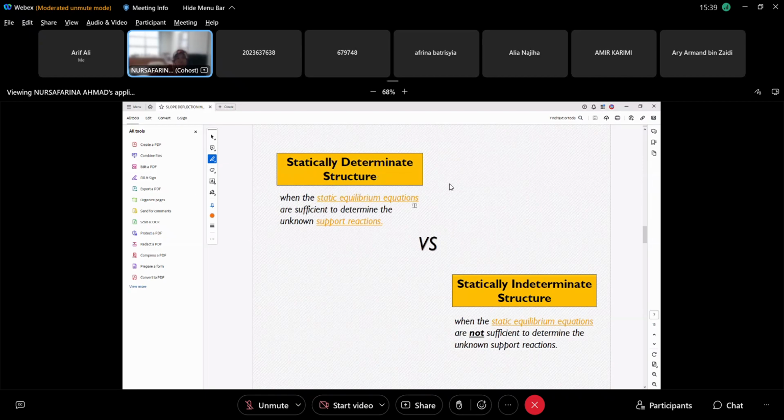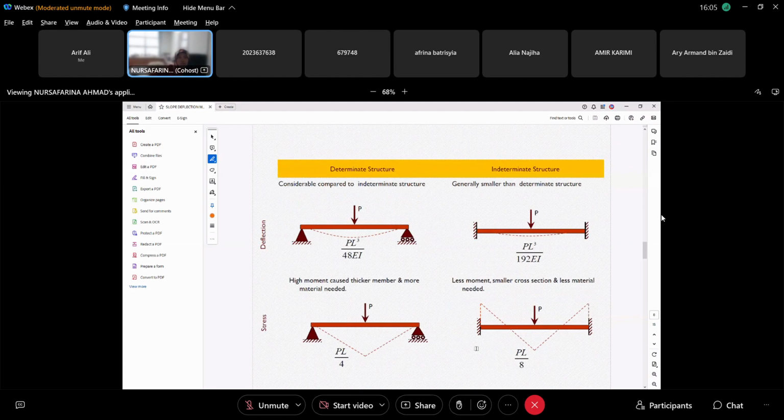Static equilibrium equations are sufficient to determine the unknown support reactions. However, for an indeterminate structure, the static equilibrium equations are not sufficient to determine the unknown support reactions. So this is the difference between determinate and indeterminate structures. First, when we consider the deflection here, right?